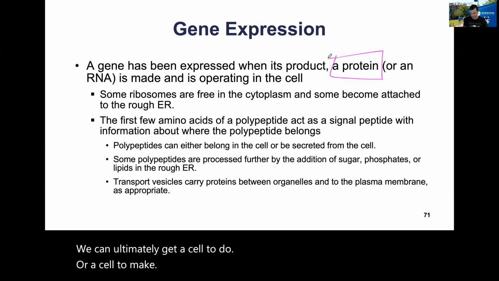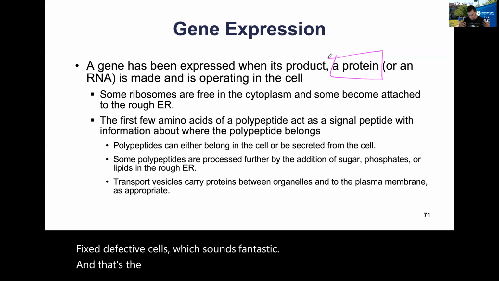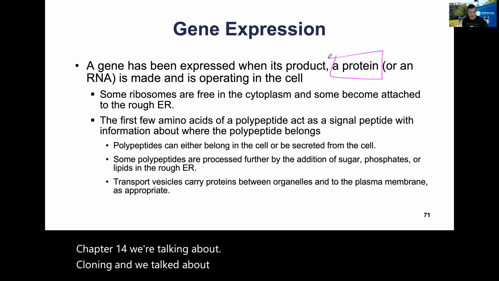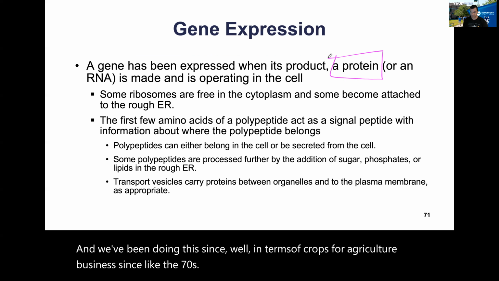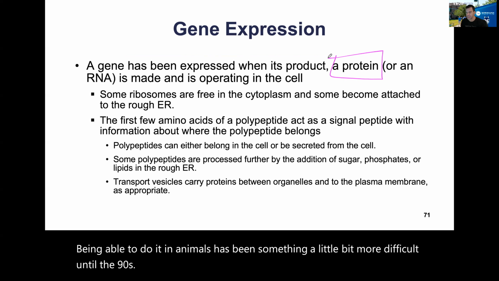And by being able to control that, I can fix defective cells, which sounds fantastic. And that's the basis for what we're going to be talking about in chapter 14. We're talking about cloning, and we're talking about gene manipulation. And we've been doing this in terms of crops for agriculture business since like the 70s. Being able to do it in animals was more difficult until the 90s. And now we've manipulated several things.